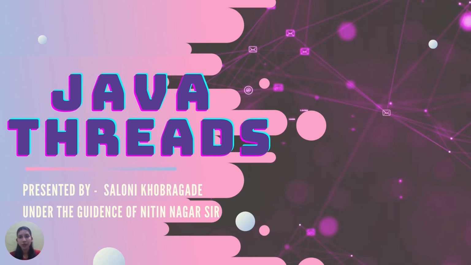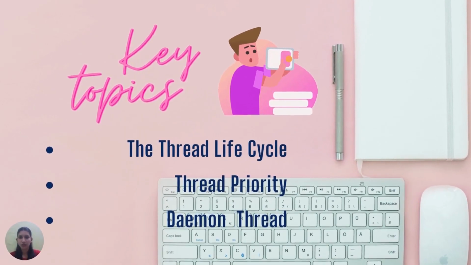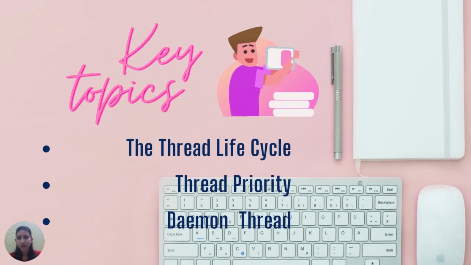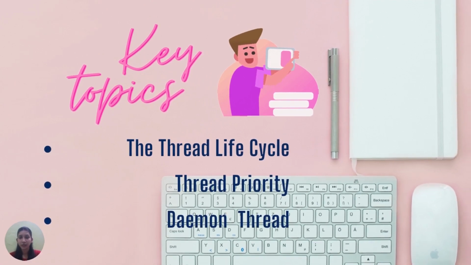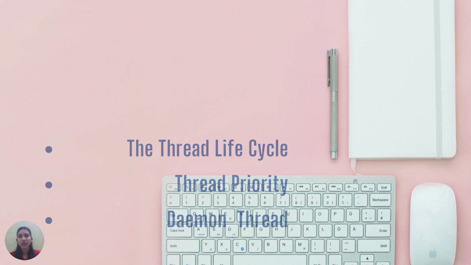So getting into the video, the key topics of today's discussion will be: first, the life cycle of the thread; second, the thread priorities; and third, Daemon threads.